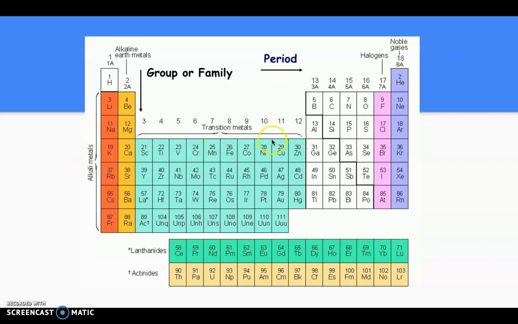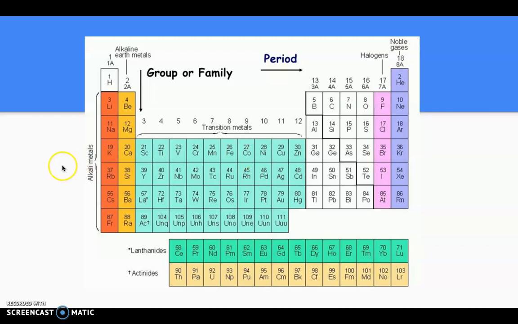What they are in, these horizontal rows, are known as periods. As you move from left to right in a period, there are certain trends. The atomic number increases. So if I wanted to know what element came after, say, number 27, cobalt, I would have to move to the right to find the next one that is higher, which is nickel.